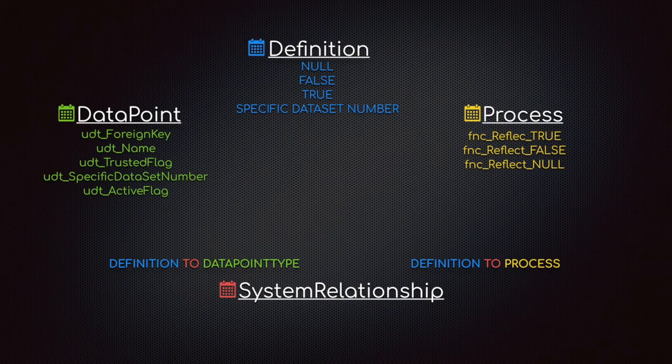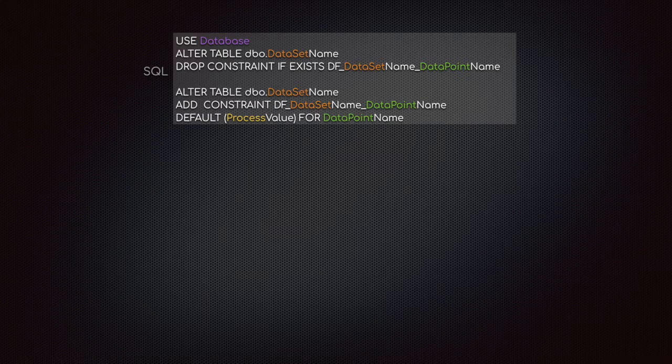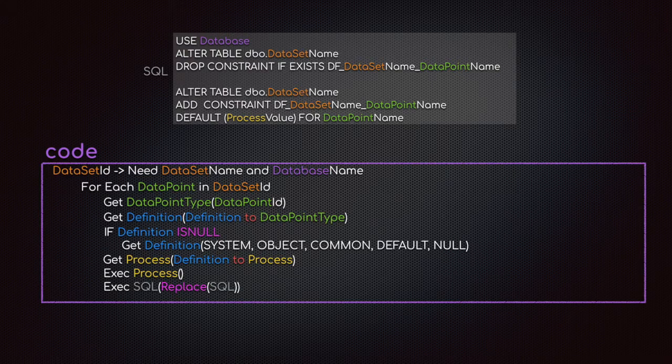We already have the relationship set up to relate a definition to a data point, and we have the definition to process. Now, starting from the data point, we're going to bridge the gap and create the code to create a default. This is SQL's basic default create script, drop if exists, and this is what we're going to be doing today.